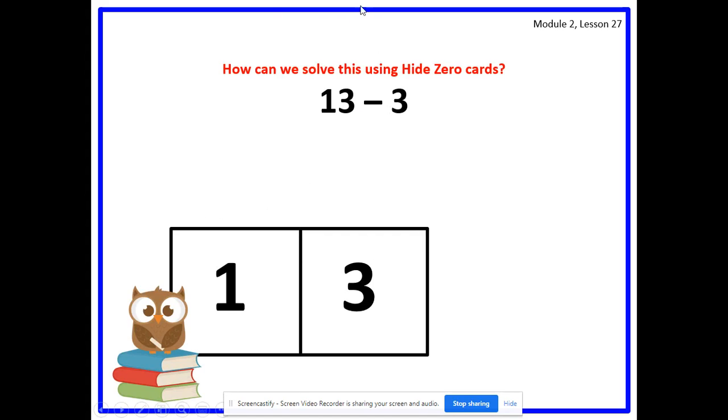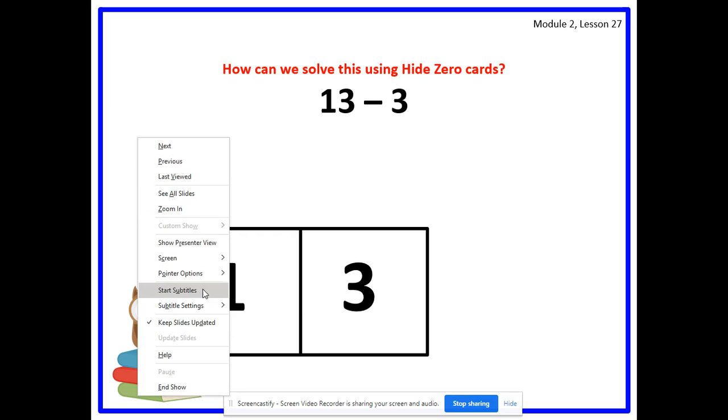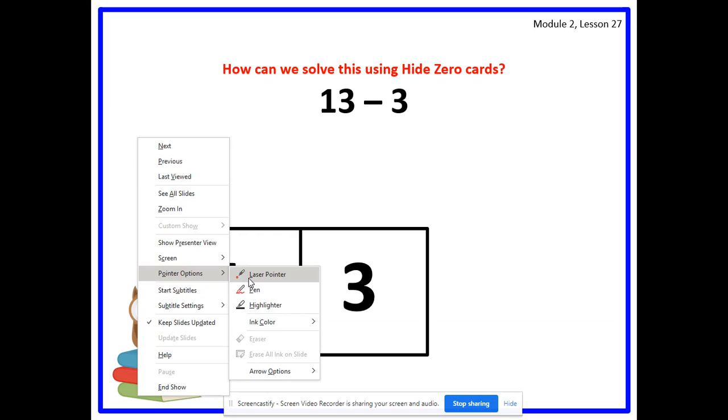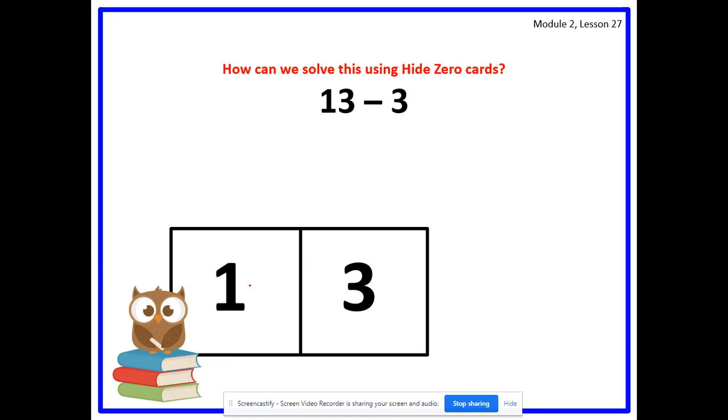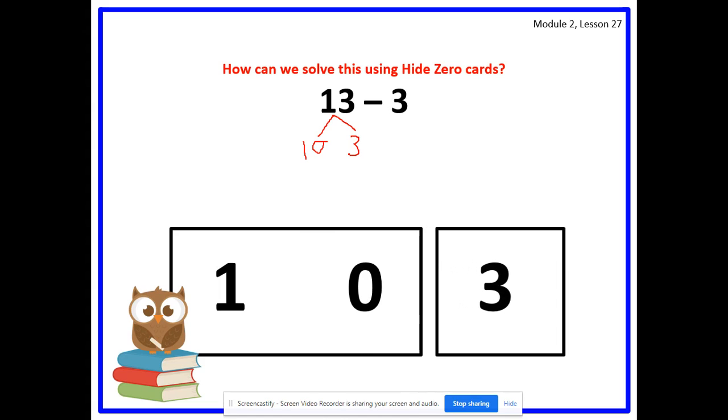Now, how can we solve this using our hide 0 cards? Well, I'm going to show you how. Go ahead and write the problem. 13 minus 3. Ready? So remember when we use the take from 10 strategy, we decompose our teen number, which is 13. So I write, you write. So into what 2 parts do we decompose 13 into? Get ready. Yes, 10 and 3. Just like our hide 0 cards when we separate them into 10 and 3.